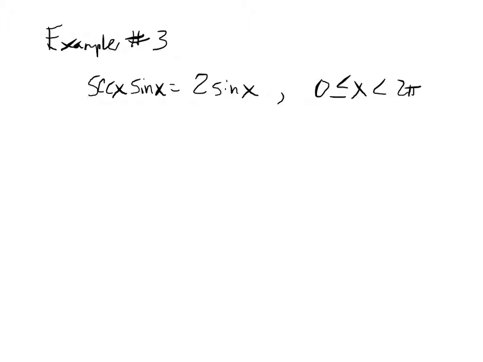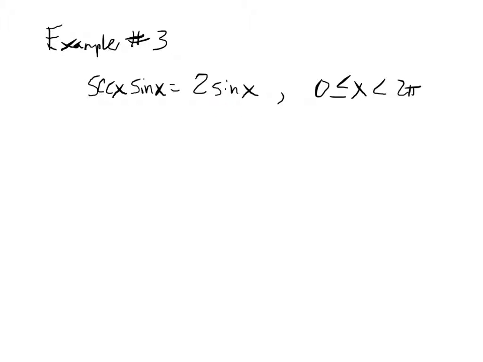So looking at this one, your one immediate reaction might be to go ahead and divide both sides by sine x, because if you do that, then you get secant x equals 2, and that looks a lot simpler. The problem with doing that, and you can do that, that's permissible, but what happens if sine x equals 0? 0 times anything is 0, 0 times 2 is 0, so where sine x equals 0 is going to give you a solution.